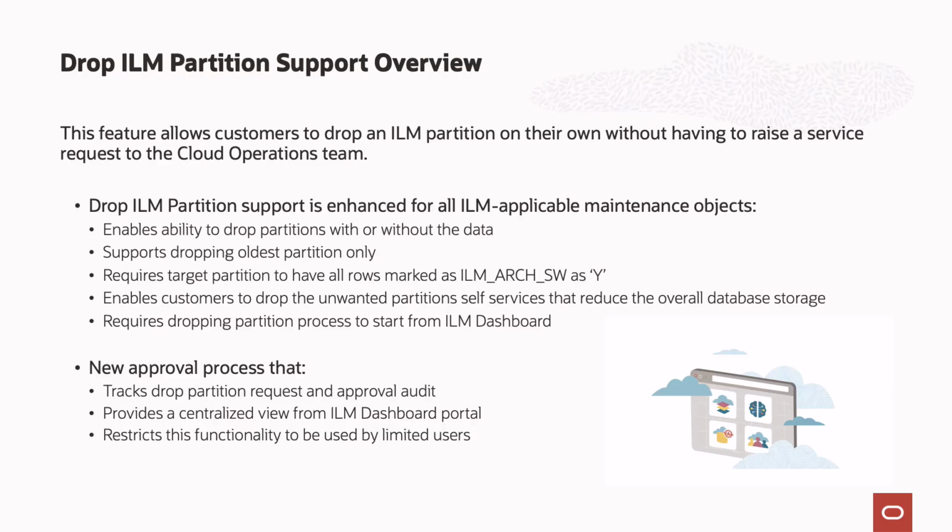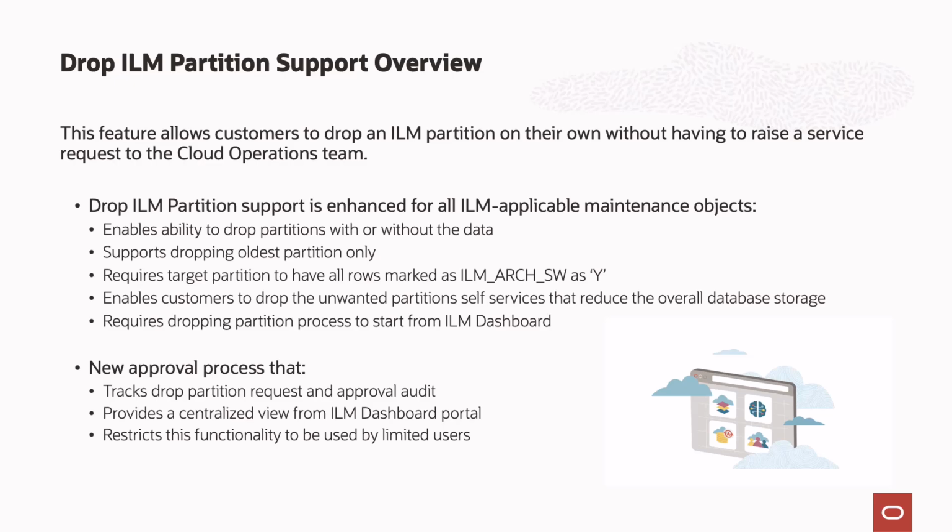Drop ILM Partition Support allows customers to drop an ILM partition on their own without having to raise a service request to the cloud operations team. Dropping a partition requires two major criteria to be met: oldest partition first, and all rows in the target partitions are set to archive. This empowers customers to drop ILM partition with data quickly and saves storage space and costs associated with the partition immediately.